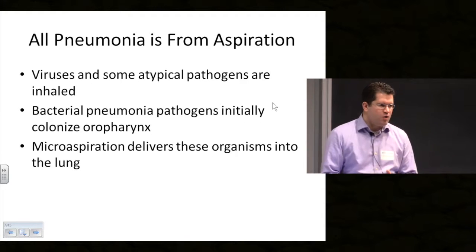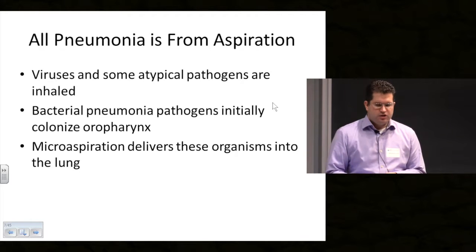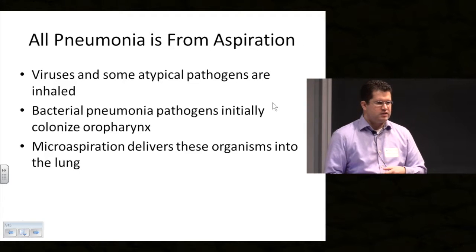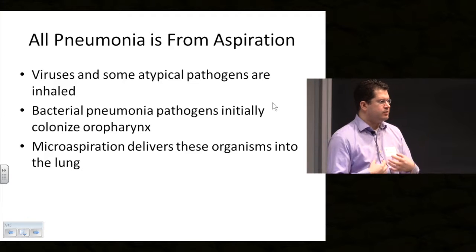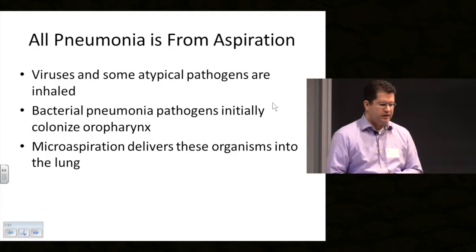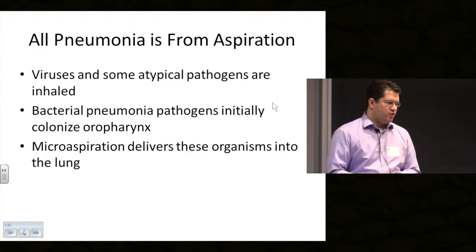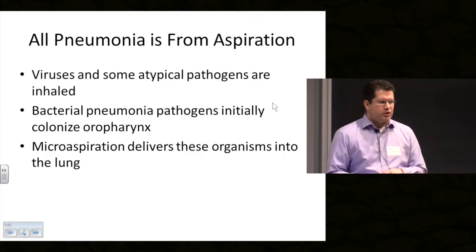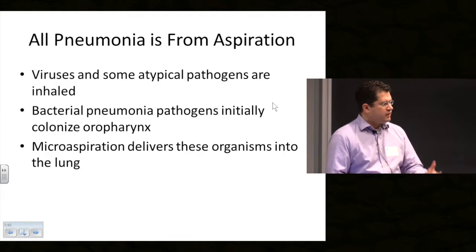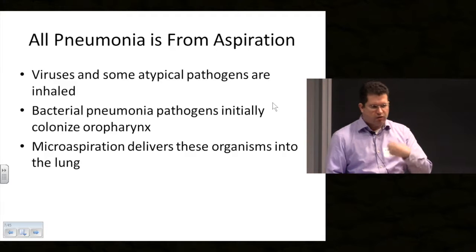I like to say all pneumonia is from aspiration. So you inhale viruses and some atypical pathogens directly deeply into the lung, and that leads to infection. But essentially all bacterial pneumonia comes from aspiration. Streptococcus pneumoniae, Haemophilus influenzae, they colonize the oropharynx, and then they're micro-aspirated into the lungs. That's really the pathogenesis of how this happens.